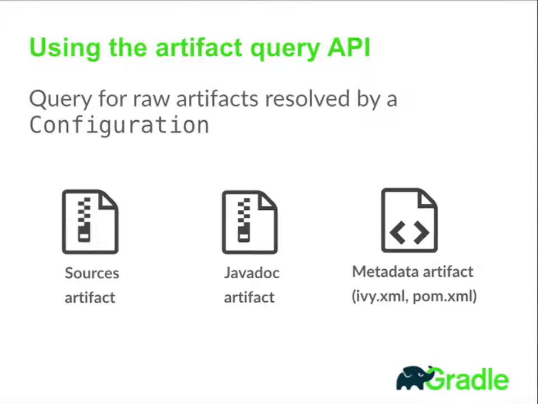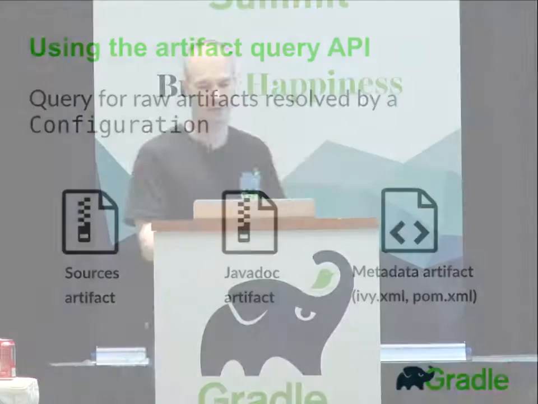And that's one of the reasons why we created the artifact query API. So we want to hide the logic and abstract whatever sits on top of that. You don't need to know anything about how the cache is structured. You simply use the API for that. At the moment, you can resolve these types of artifacts: the sources artifact, the Javadoc artifact, and the metadata, in this case IVY XML or POM XML, and then simply do something with it.